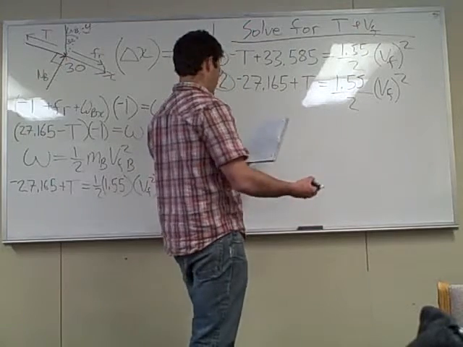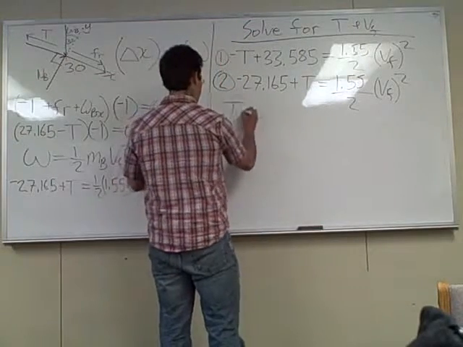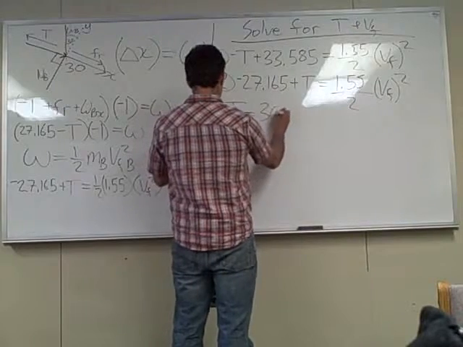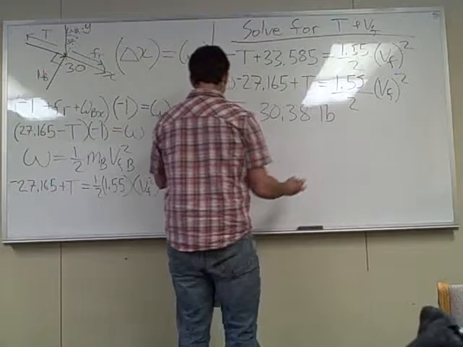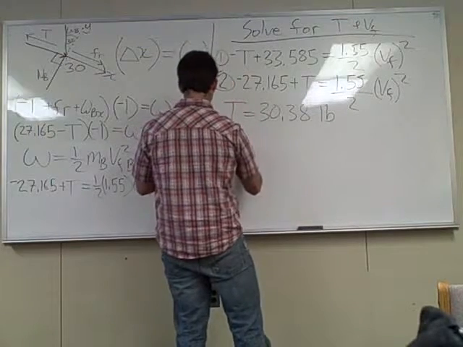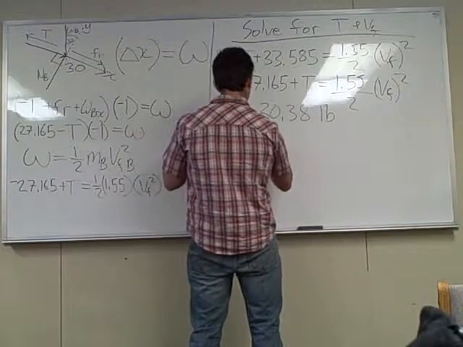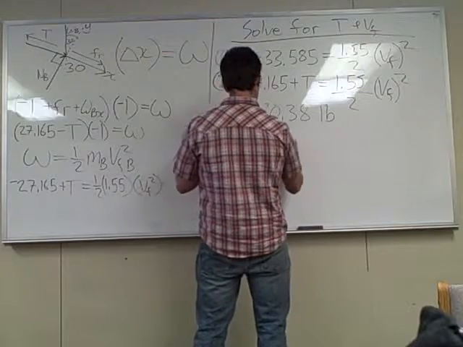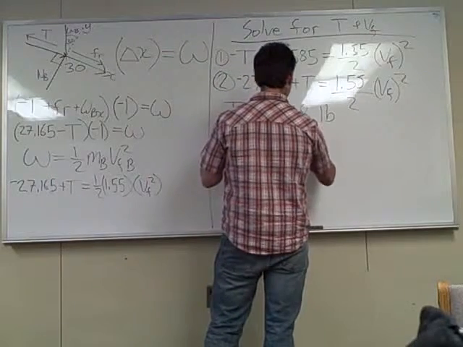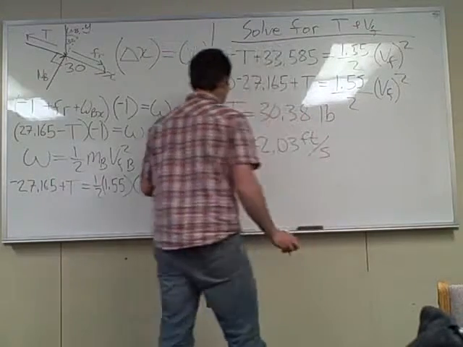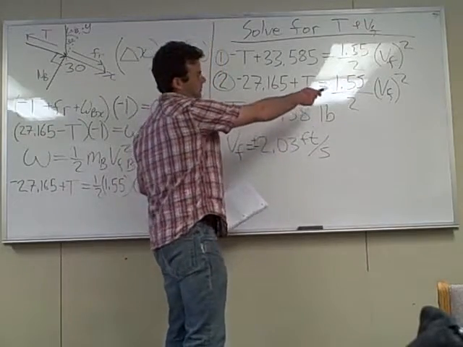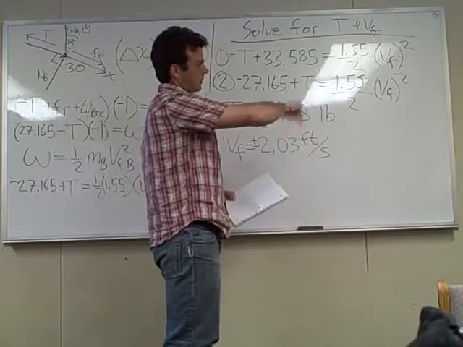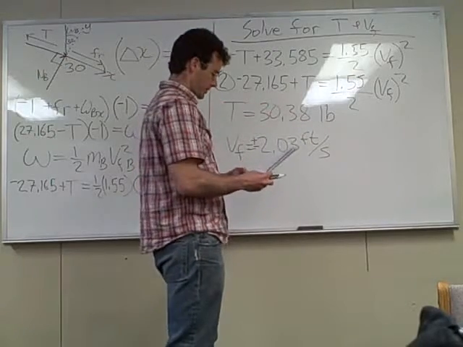Your final answers will be T equals 30.38 pounds, and your final velocity equals plus or minus 2.03 feet per second. And the plus or minus again comes out once you solve for your square root. Whenever you have a square root, it should always be plus or minus.